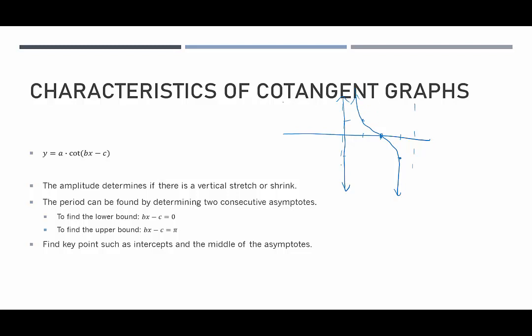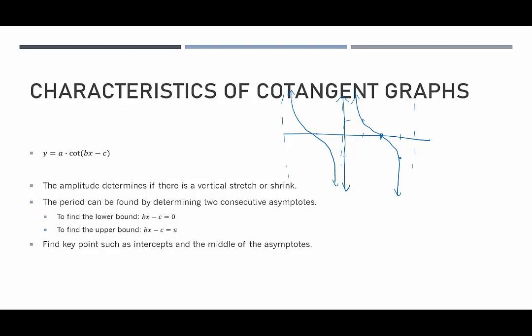Again, this one's periodic, so we would have another one over here with a point in the middle, and it would have that same look. And that's going to repeat over and over and over again for our cotangent graph. Again, the amplitude determines whether there's a stretch or a shrink. And then to find the asymptotes for our cotangent graph, we would find the lower bound by taking what's inside the parentheses, bx minus c, and setting it equal to 0. The upper bound would be bx minus c is equal to pi.